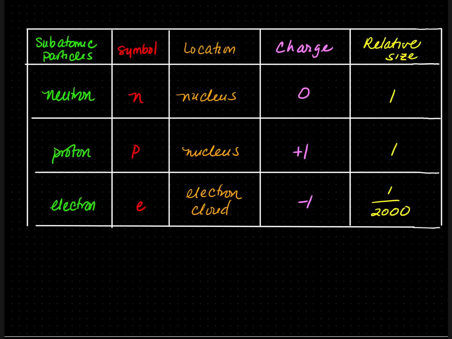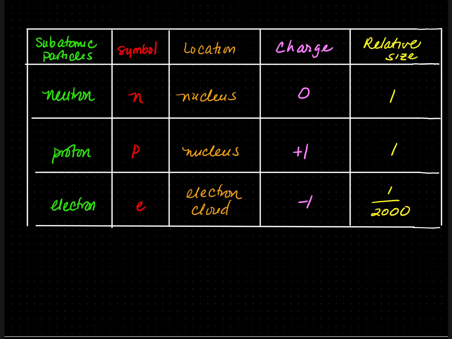The three subatomic particles of an atom are neutron, proton, and electron. The symbol for a neutron is N, proton is P, electron is E. The neutron and proton are located in the nucleus, while the electron is located in the electron cloud. The relative charge of a neutron is 0. It has no charge. A proton is +1, and an electron is -1.